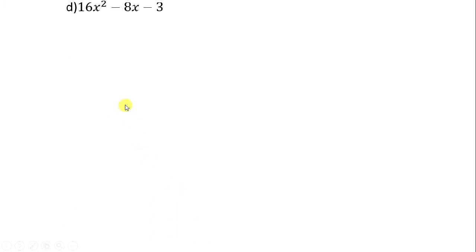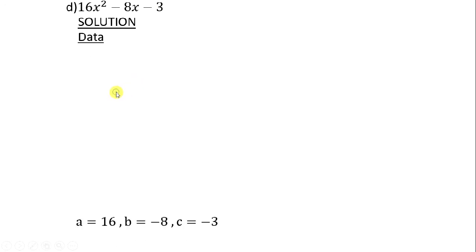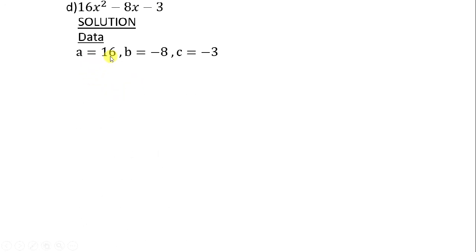We continue. We have 16x squared minus 8x minus 3. What is our A? Our A is 16. Our B is -8. And our C is -3. So from there, what are we supposed to do? We'll multiply 16 times a -3, which will give us a -48. From here, we should be able to identify our sum, which is -8. And then we'll get the factors.